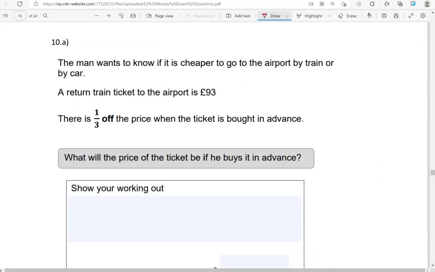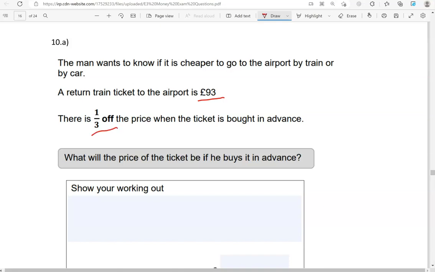The man wants to know if it's cheaper to go to the airport by train or by car. So obviously this links to a previous question which isn't here. However, it's not really that important. A return train ticket to the airport is £93. There is one third off the price when a ticket is bought in advance. What would the price of the ticket be if he buys it in advance?